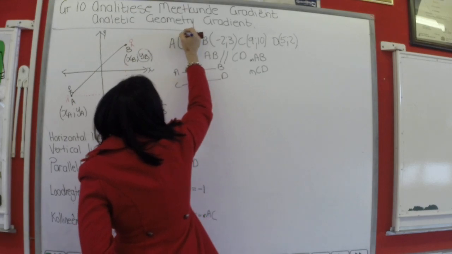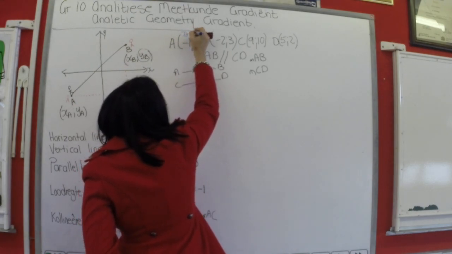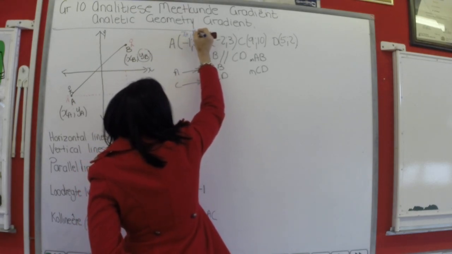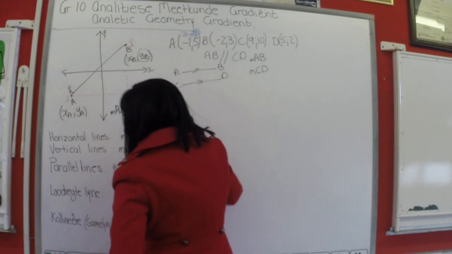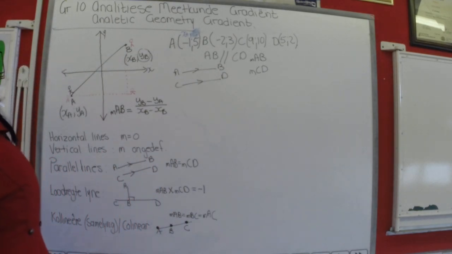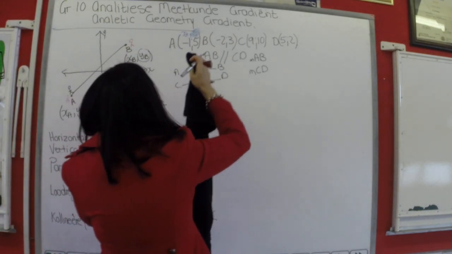So ek het vir x A en x B, ag en A B. A A, sorry. Ek het vir x A en vir A B.